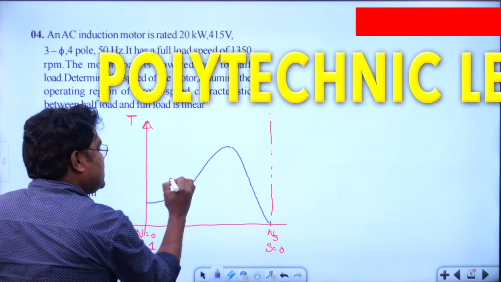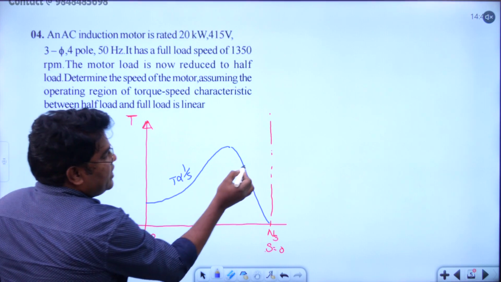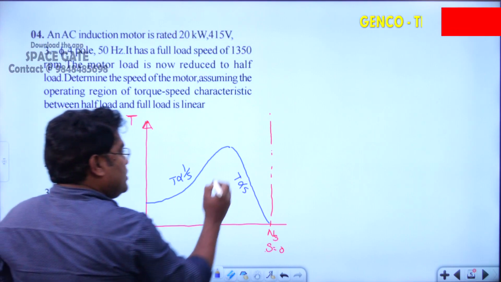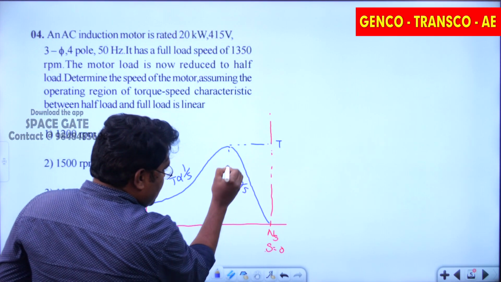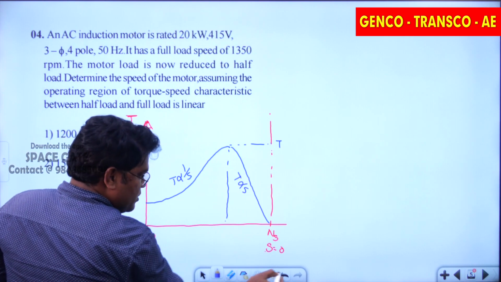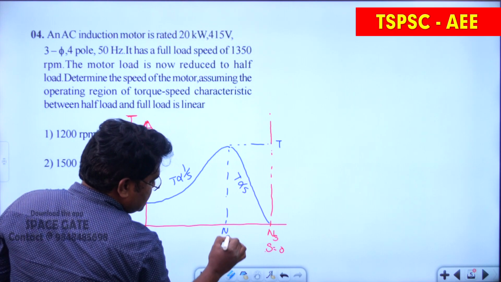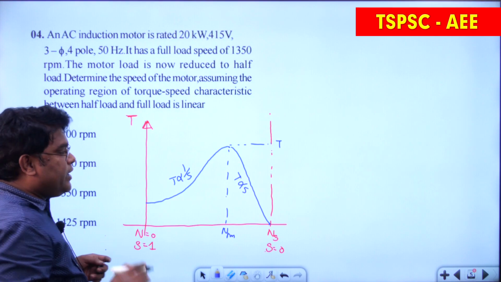In one region, the torque is directly proportional to 1/S, and in the other, the torque is directly proportional to S. Now this is the speed corresponding to the maximum torque. So this is known as the speed corresponding to maximum torque. Next, this is the speed corresponding to Ns.